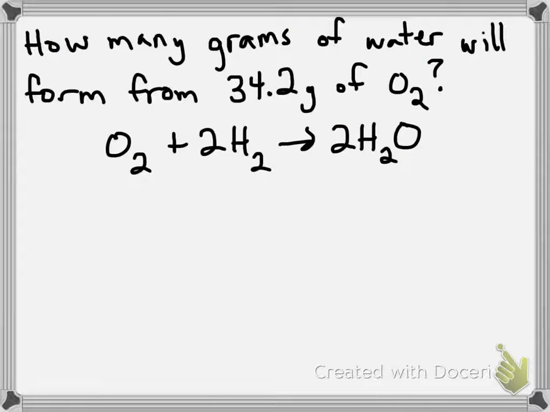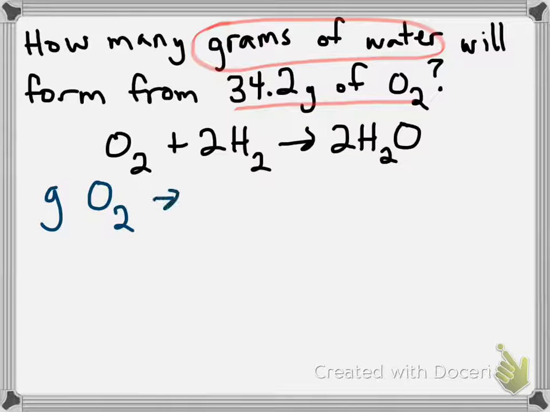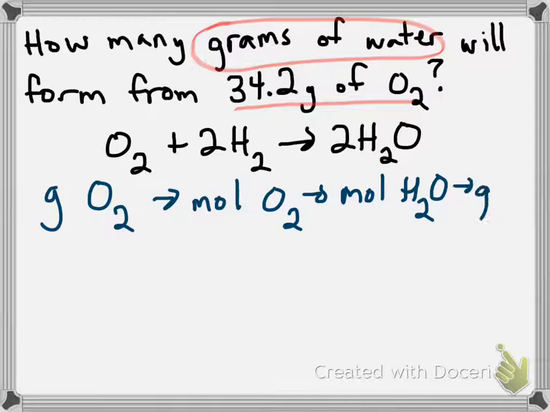So I'm going to do an example problem. How many grams of water will form from 34.2 grams of oxygen, of O2? So I am given 34.2 grams of oxygen, and I want to figure out how many grams of water will form. So my steps are I need to go from grams of oxygen into moles of oxygen, and then moles of oxygen into moles of water, and then moles of water into grams of water.